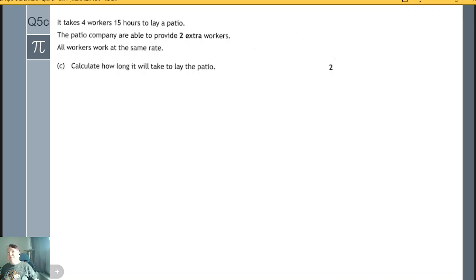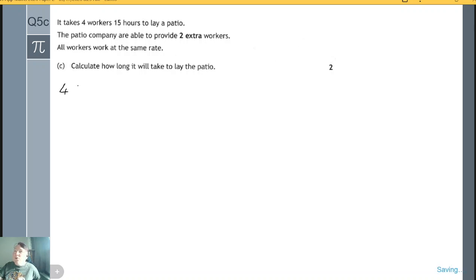It takes 4 workers 15 hours to lay a patio. The patio company are able to provide 2 extra workers. All workers work at the same rate. Calculate how long it will take to lay the patio. Now, some of us can look at this and we get straight to an answer. There's a couple of different ways to work this. You can work out how long it would take if one worker did it, you can work out how long it would take if 2 workers did it, and you can work on fractions, you can work on ratios. I'm just gonna go with the flow and come up with one.